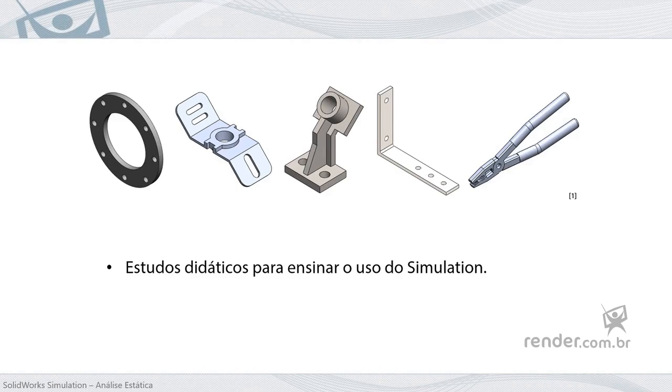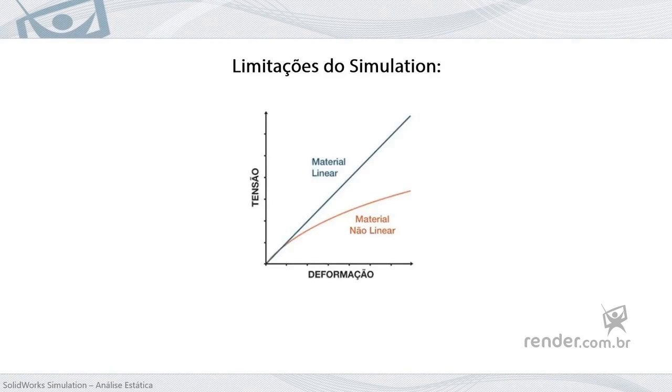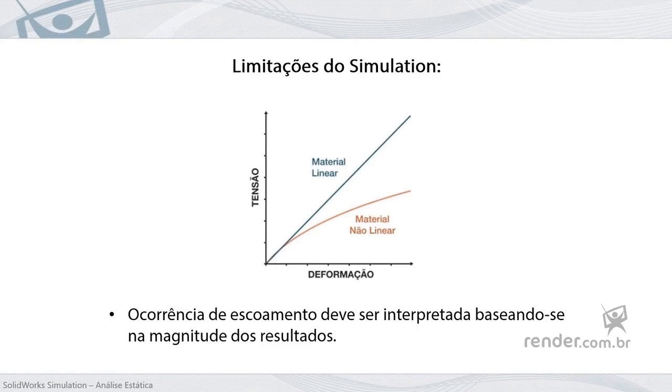Now let's talk about the limitations of the Simulation add-in. The first refers to the obligatory use of materials with linear behavior, in which the stress is proportional to the strain, and vice versa. In these cases, the occurrence or not of yielding due to loads and restraints imposed should be interpreted based on the magnitude of the results of the analysis.